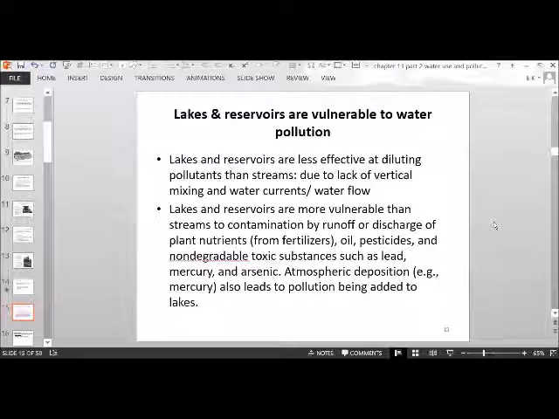Lakes and reservoirs are more vulnerable than streams to contamination also by runoff or discharge of plant nutrients from fertilizers, oil, pesticides, and other toxic substances, including non-degradable toxic substances like lead, mercury, and arsenic. You also have atmospheric deposition, for example, mercury, which can lead to pollution being added to lakes.